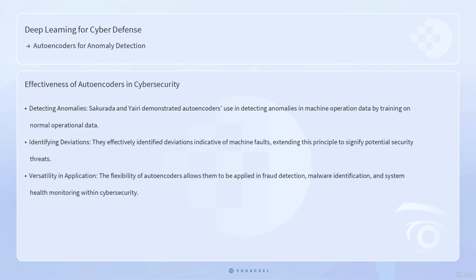This principle can be extended to cybersecurity, where normal operations are represented by benign behavior, and deviations signify potential security threats. The flexibility of autoencoders also allows them to be applied across various domains within cybersecurity, including fraud detection, malware identification, and system health monitoring.